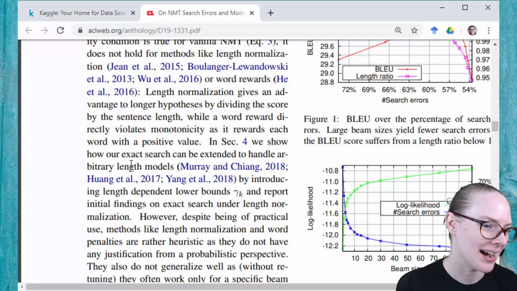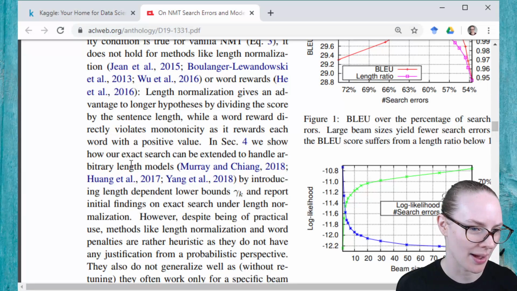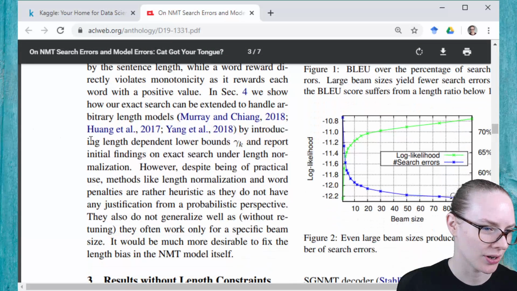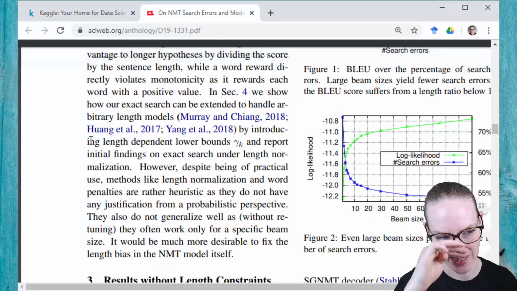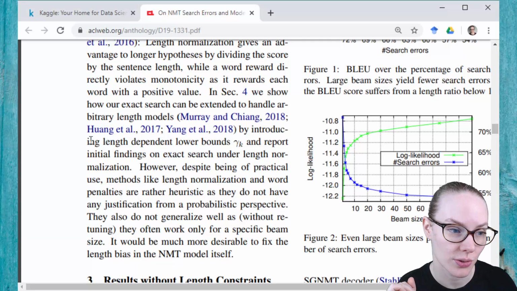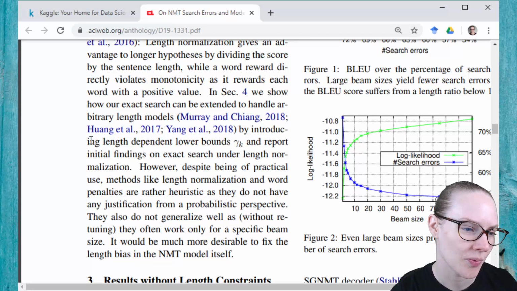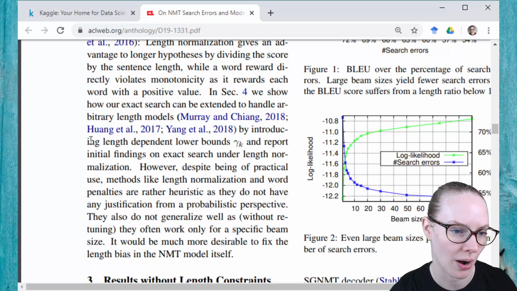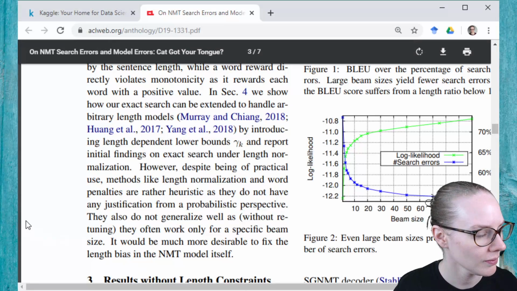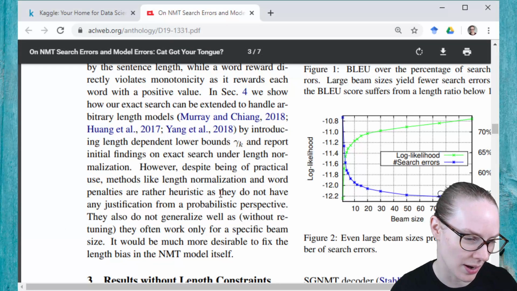All right. So introducing length-dependent lower bounds, gamma k, and reported initial findings on exact search. However, despite being of practical use, methods like length normalization and word penalties are rather heuristic, as they do not have any justification from a probabilistic perspective. They also do not generalize as well without retuning. They often work only for a specific beam size.